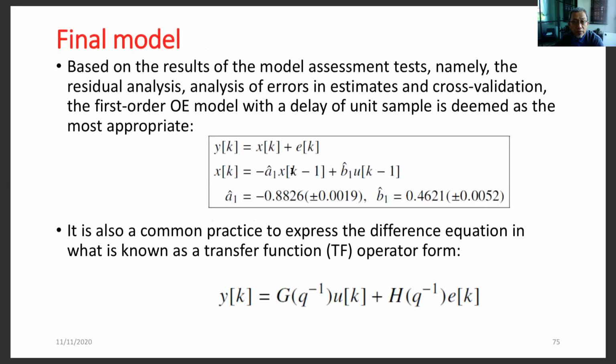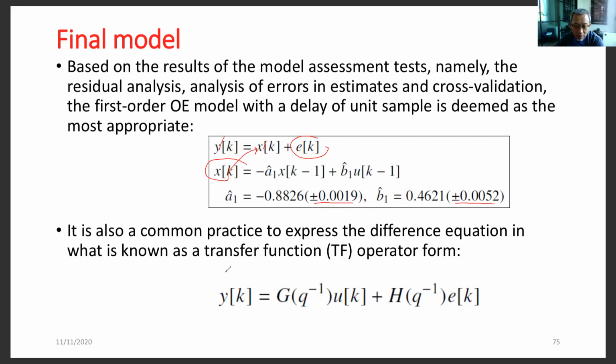So at the end of the day, the final model that we get is the first order model, where yk is equal to xk plus ek. This is the output, this is the input, and this is the disturbance. So the input is entered here, and then we get the estimated coefficients of A1, which is minus 0.88, and B1 is 0.4621. In brackets is the tolerance error for that particular coefficient value.